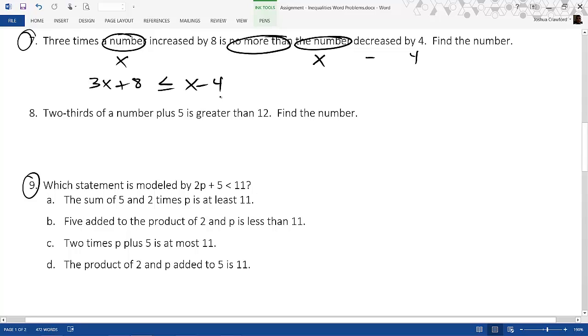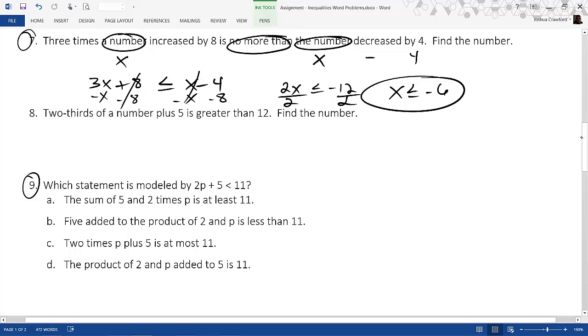Find the number. So now we need to solve for x. So let's get our x's on the left side and our numbers on the right side. So let's subtract x from both sides. Subtract 8 from both sides. So 3x minus 1x is 2x. Negative 4 plus negative 8 is negative 12. So divide by 2. And x is less than or equal to negative 6. That was super easy.